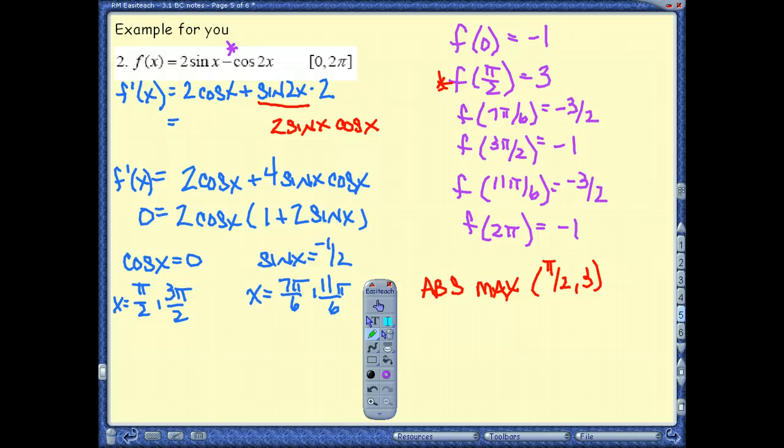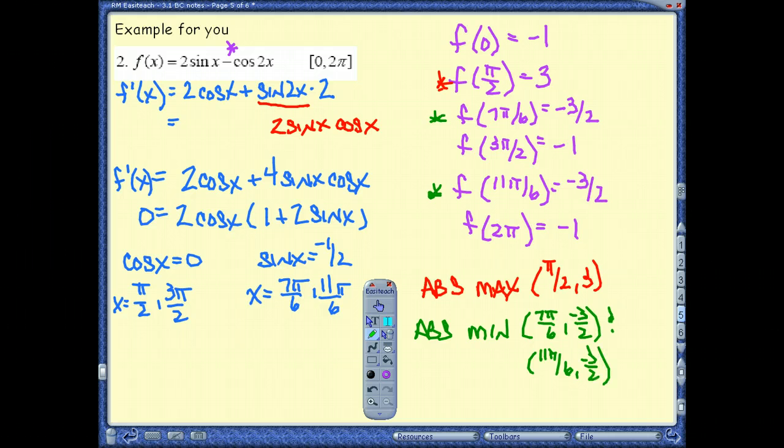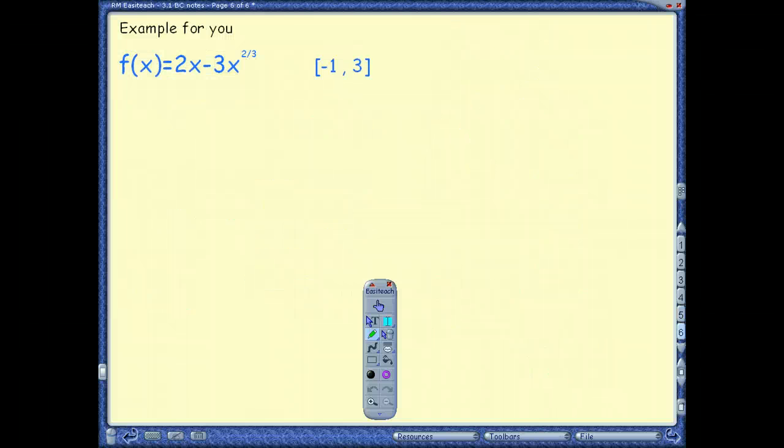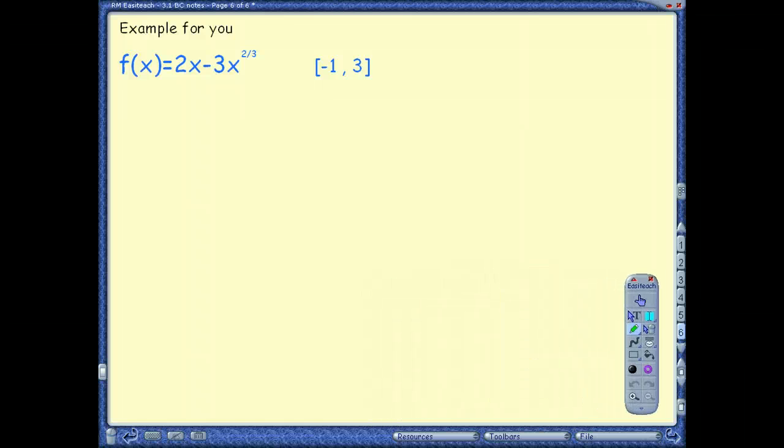Absolute min. Looking for the lowest value. Oh, looks like we have a tie. It's exactly the same value. So 7 pi over 6, comma, negative 3/2, and 11 pi over 6, negative 3/2. You will have an absolute min and an absolute max if you are continuous on a closed interval. Try the next example. Remember to pause the video so that you can do the work and then check it when you're finished.